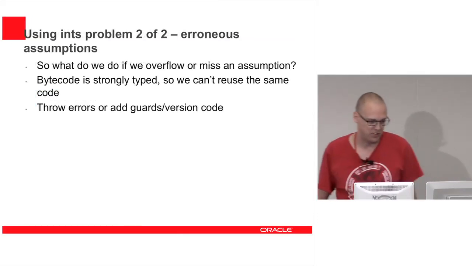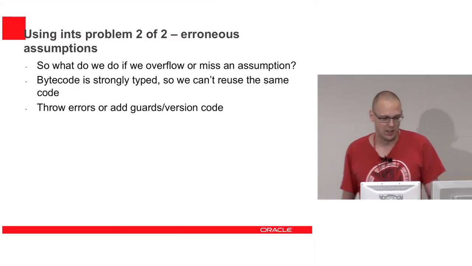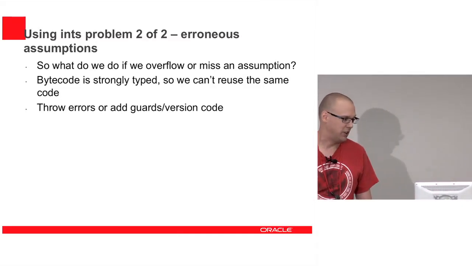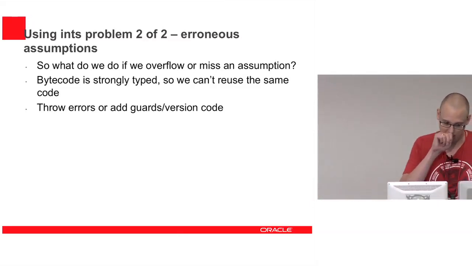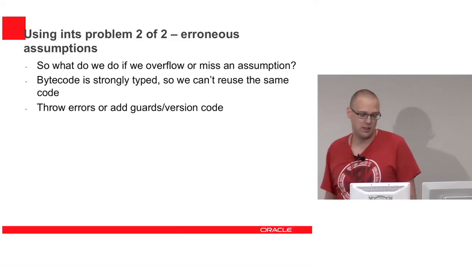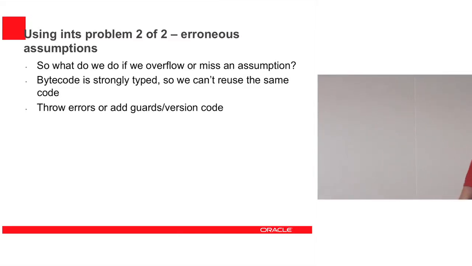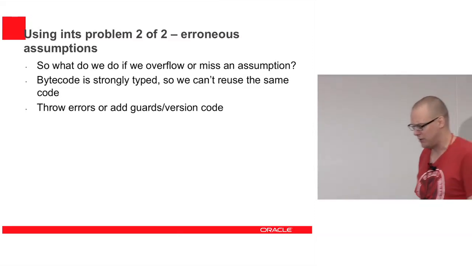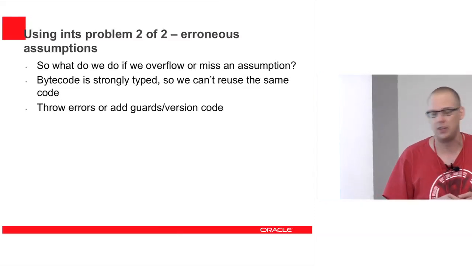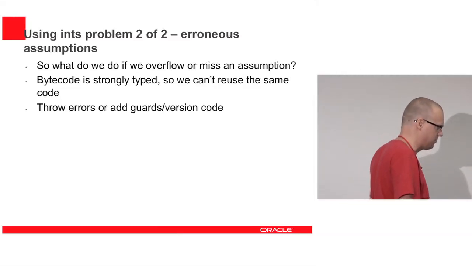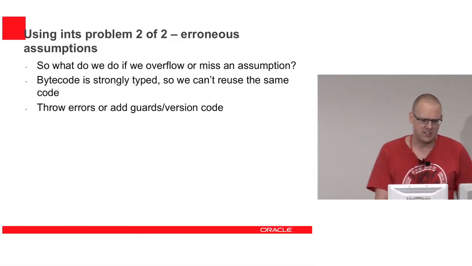If we overflow or miss this assumption that we're not dealing with ints, bytecode is strongly typed, and we can't just swap out bytecode and say, do double instructions now instead. So you have to either throw an error and handle it in some way, or add guards or version the code. And I have at least 3 representations. I have integers, I have doubles if someone adds a floating point number to something, and I have objects if it's strings or JavaScript objects. So I have 3 types things can be. So it's pretty branchy if I have to version it.